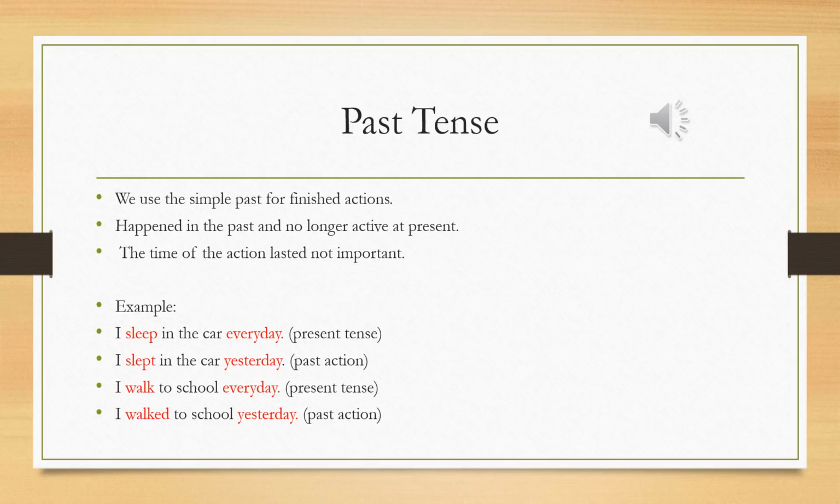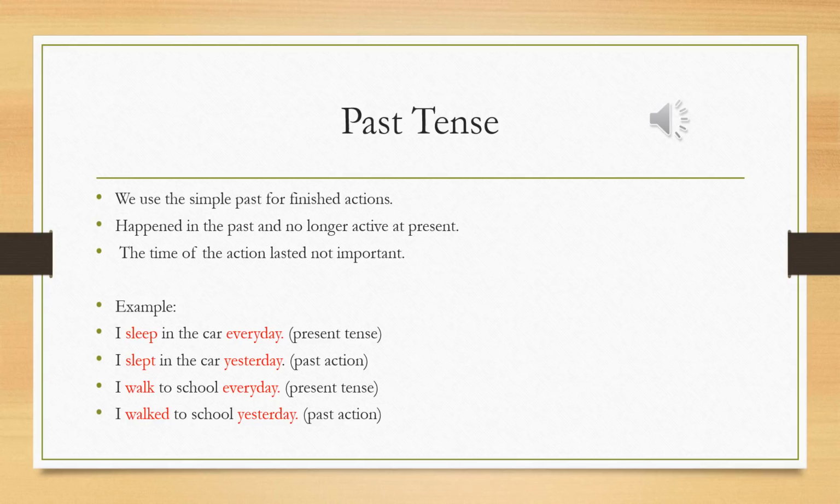For example, if you look at the first sentence, I sleep in the car every day. This sentence is in present tense form. But if you want to say that you slept in the car yesterday, you have to change the verb into past tense form. So it will be I slept in the car yesterday. Sleep changed to slept. Every day became yesterday. As for the second sentence, I walk to school every day. This sentence is in present tense form. If we change the verb walk into past tense form, it will be I walked to school yesterday.